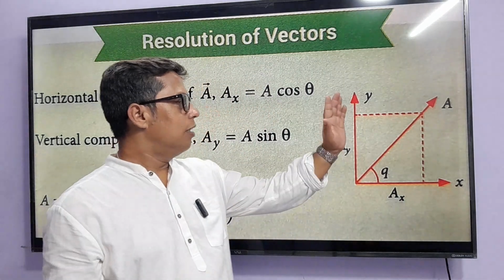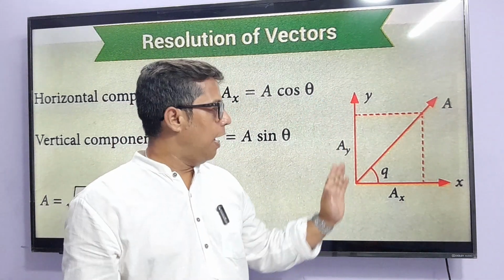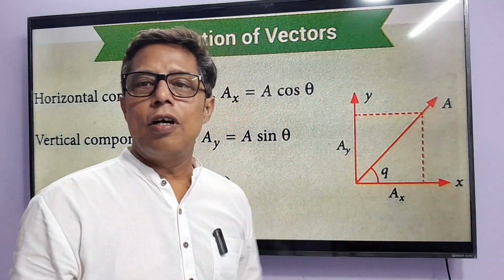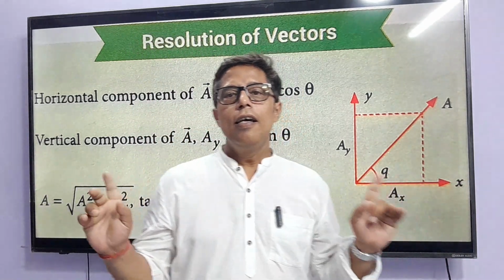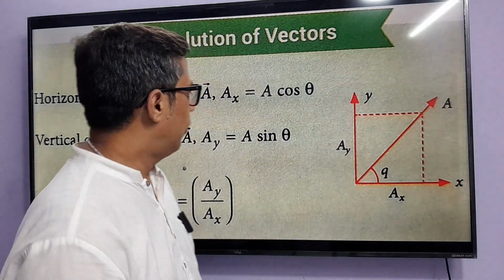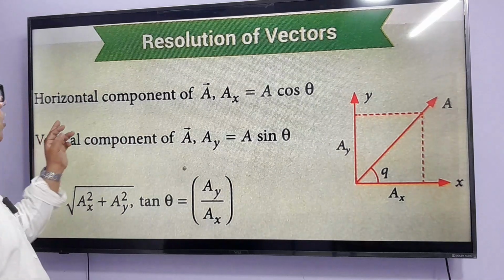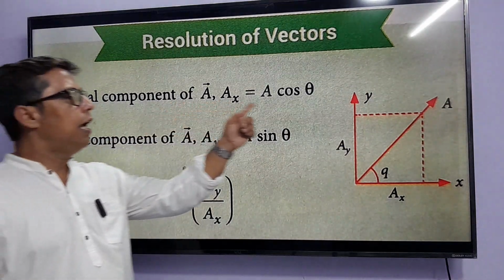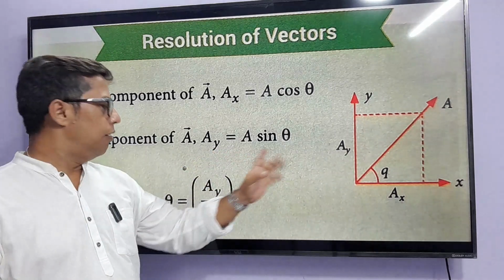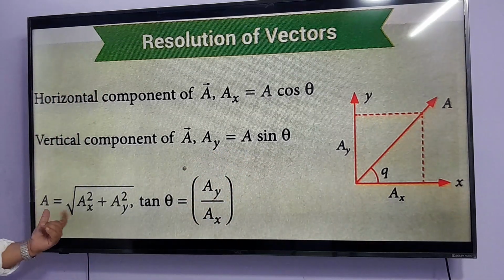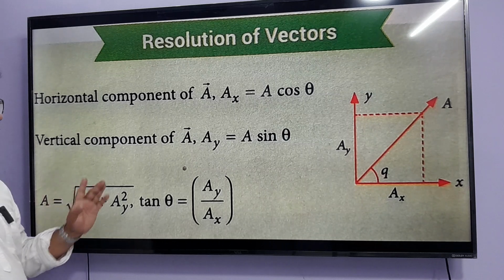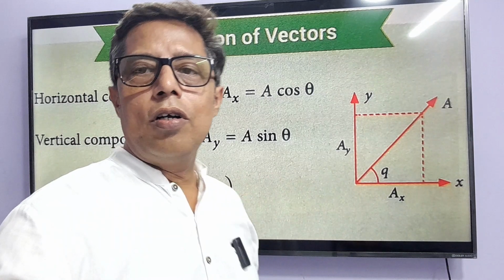So the vertical is determined by the AY component and the horizontal is determined by the AX component. They are not interfering with each other, they are independent. This happens in projectile motion. Okay, so here you see that the horizontal component AX is equal to A cos theta, and the vertical component AY is equal to A sin theta. And this is the magnitude of the resultant vector, the square root of AX square plus AY square. So this I am showing for 2D.